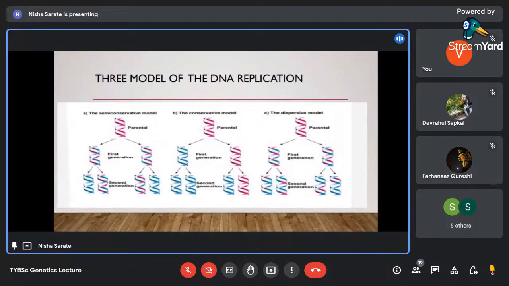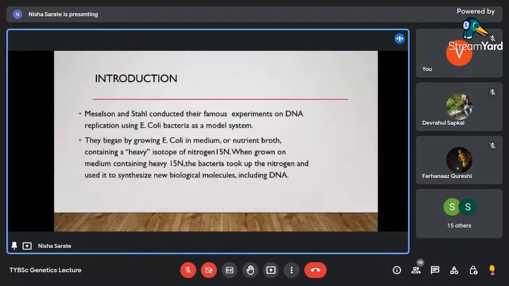These are the three models of DNA replication: the semi-conservative model, the conservative model, and the dispersive model. Introduction: Meselson and Stahl conducted their famous experiment on DNA replication using E. coli bacteria as a model system.